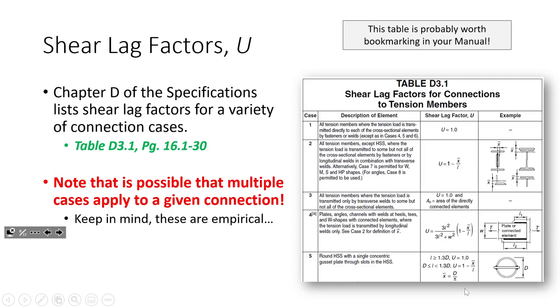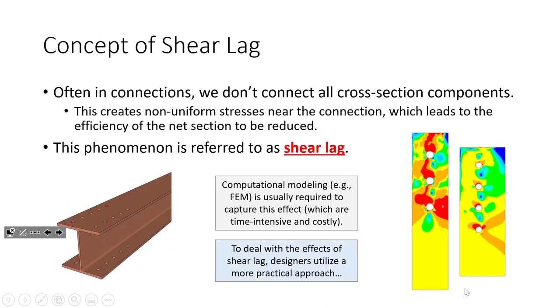So case 1 states, all tension members where the tension load is transmitted directly to each of the cross-sectional elements by fasteners or welds. So what that means is, let's look at this example right here. This is an I shape. I propose that for the purposes of shear lag, we've got essentially 5 cross-sectional elements. This part of the flange, this part of the flange, this part of the flange, this part of the flange, the web. So let's look at case 1. Case 1 says that if all of the cross-sectional elements are connected by fasteners or welds, then U is 1.